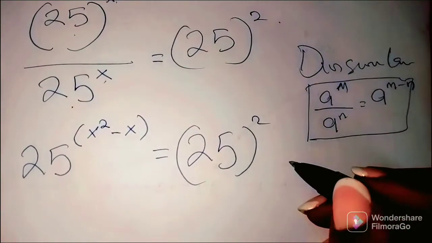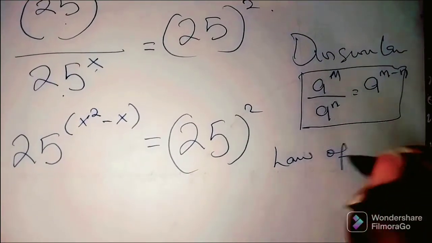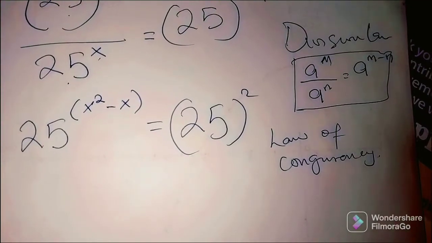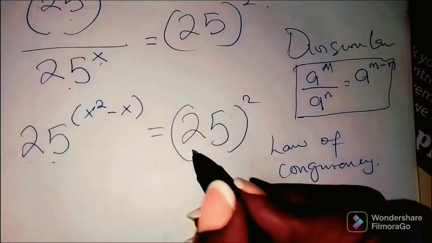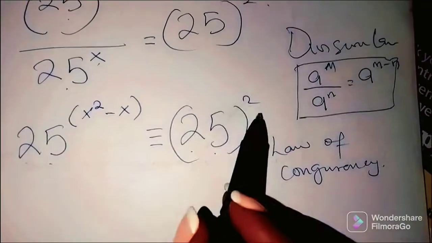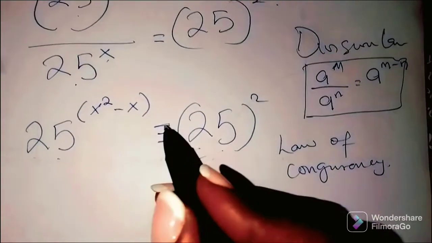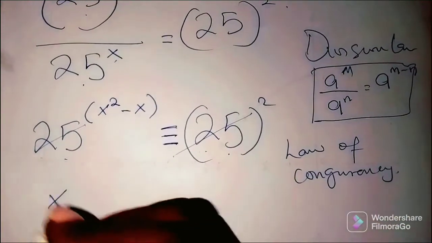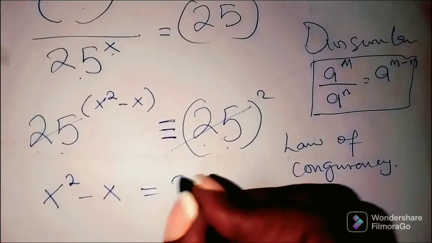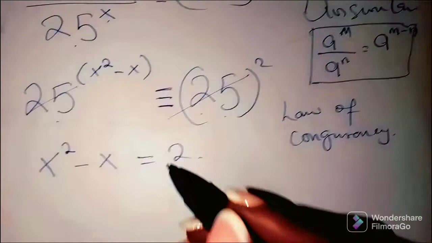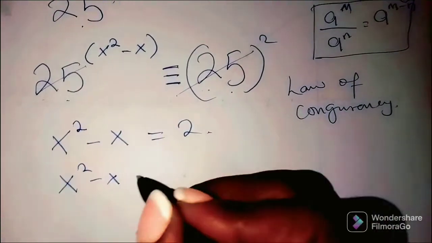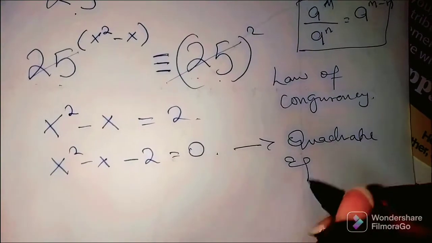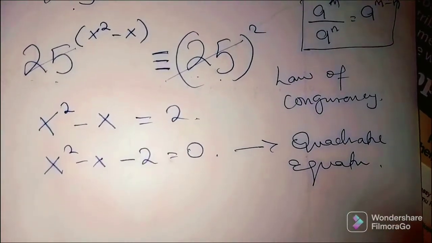So remember another law I mentioned in one of my videos, the law of congruency. That law actually means that when the base of an equation is equal, the powers will also be equal. Then they are congruent. Then you have this 3 equality sign. So that cancels out this base, giving us x squared minus x equal to 2. Okay, so if we move 2 to the other side, we'll have x squared minus x minus 2 equal to 0. So this already is a quadratic equation. It's already a quadratic equation.